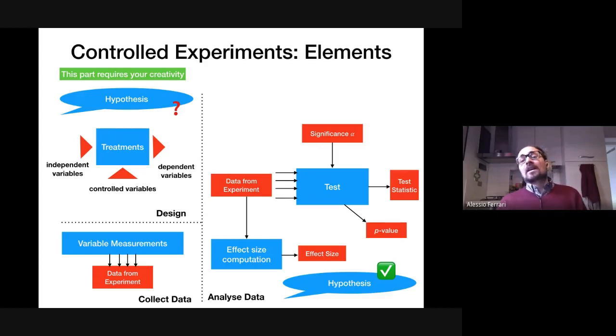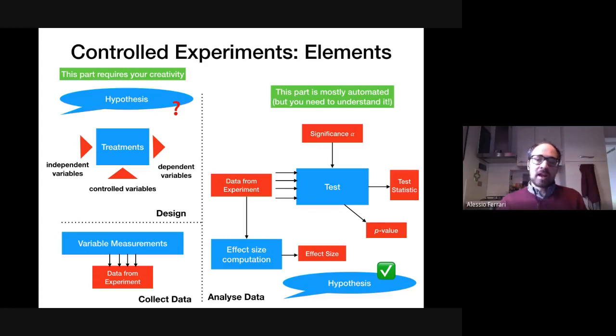Okay. And this second part is mostly automated. As I said, the test for you as a software engineer will be mostly a black box. But you need to understand what these concepts are and how to interpret them, because there is some statistics in them, and it is not fully straightforward. Okay.